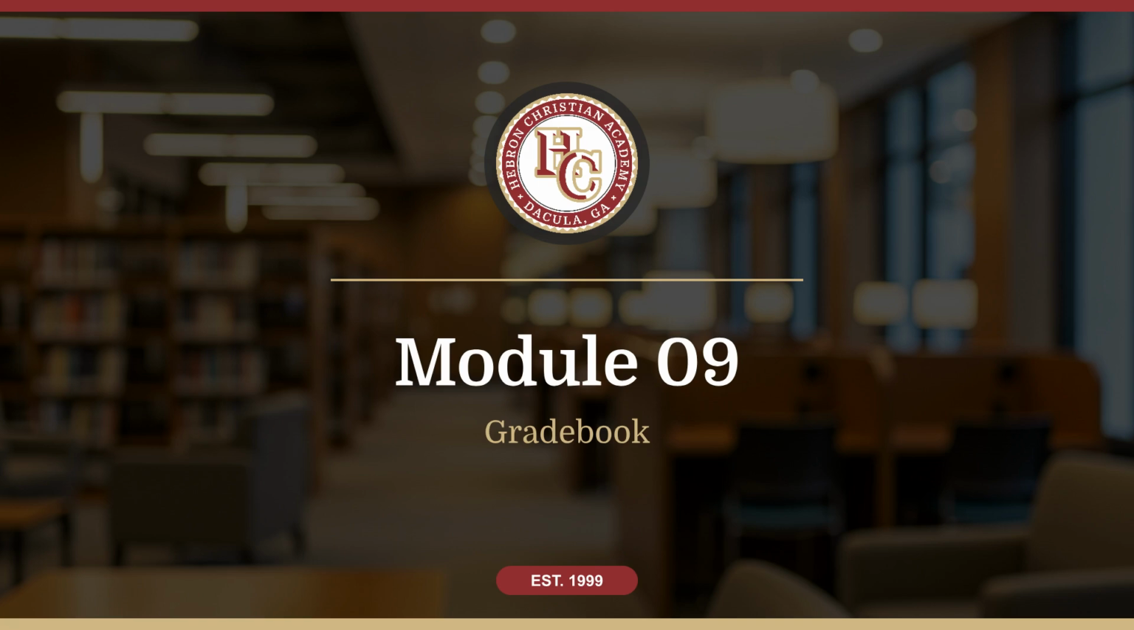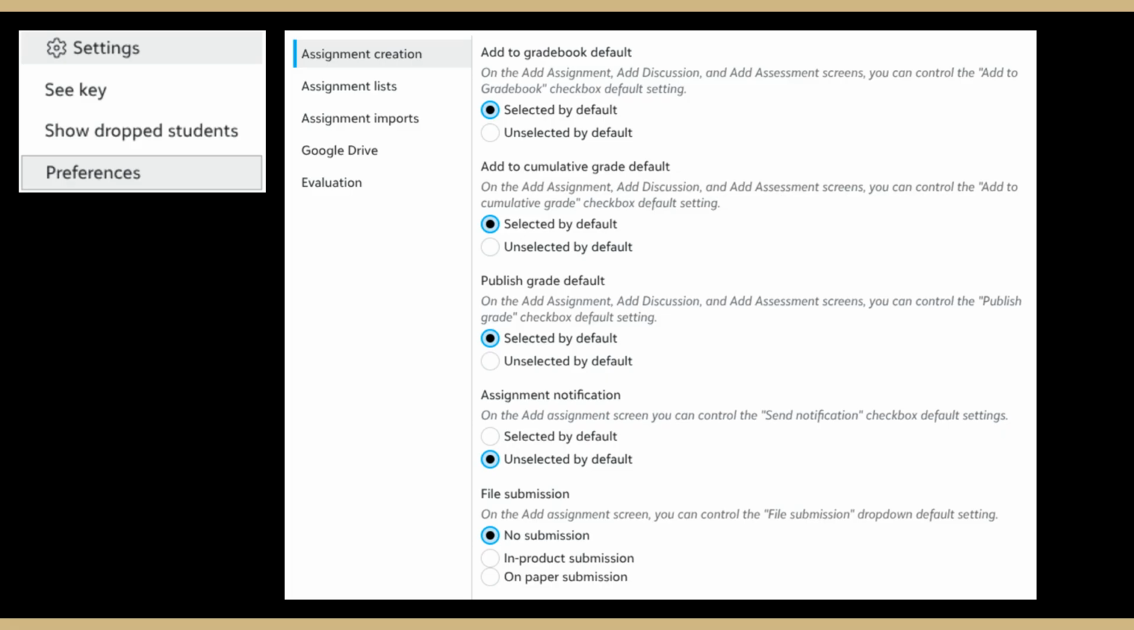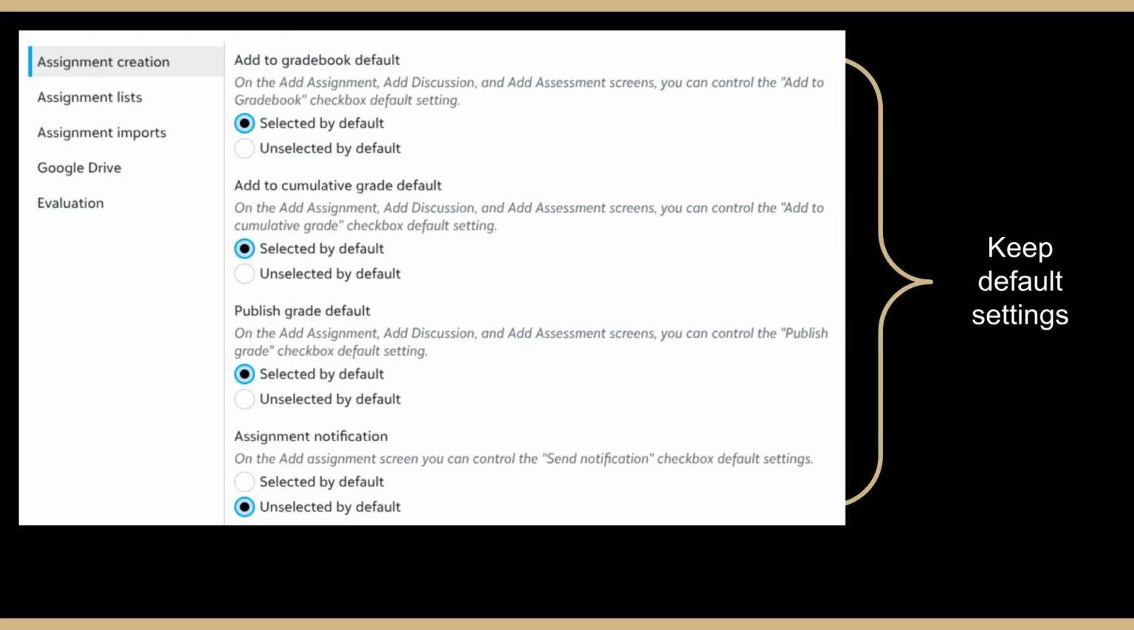Module 9, Gradebook. Beneath the Gradebook settings area in the More button is Gradebook Preferences. This is a helpful tool because it will create some defaults that make assignment creation easier and quicker for you throughout the school year. Clicking into Preferences, you will see there are a variety of tabs that allow you to customize your experience.